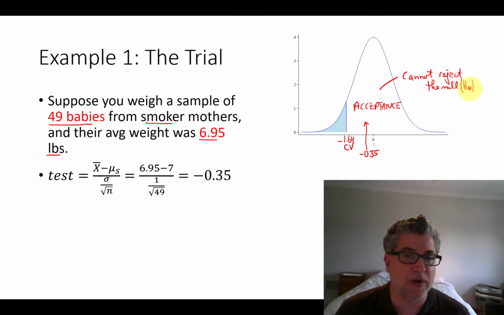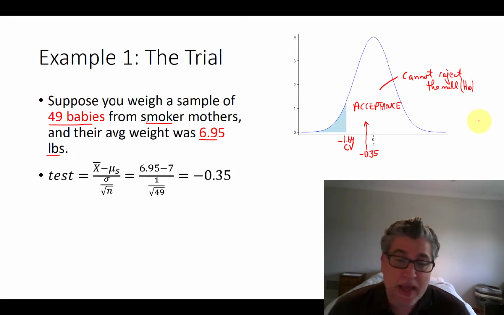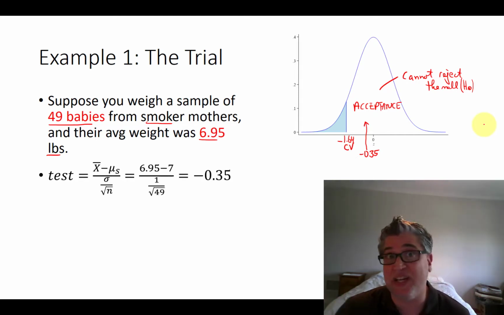This is H sub 0. So in other words, we've got to accept the null. And that was the zero hypothesis, that smoking doesn't cause lower birth weights. In other words, we just don't have enough evidence from these 49 babies to make that claim yet.